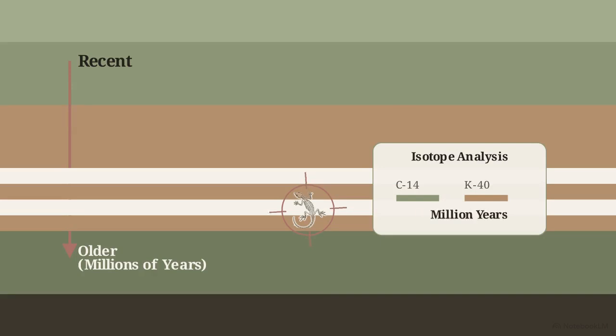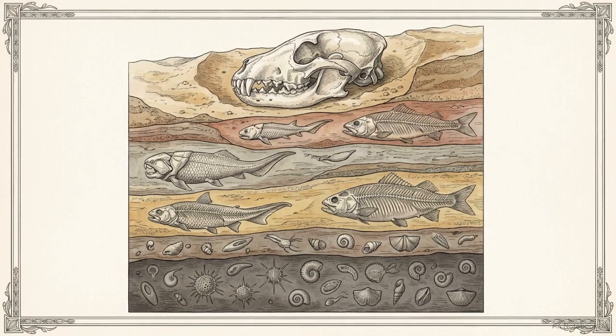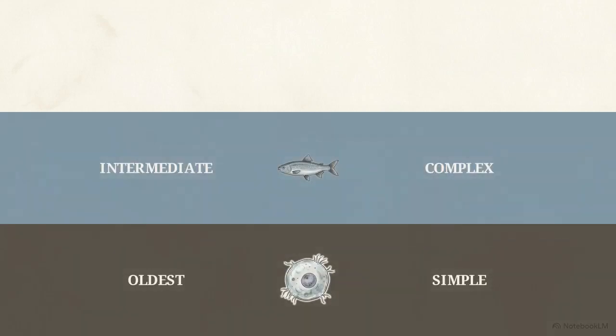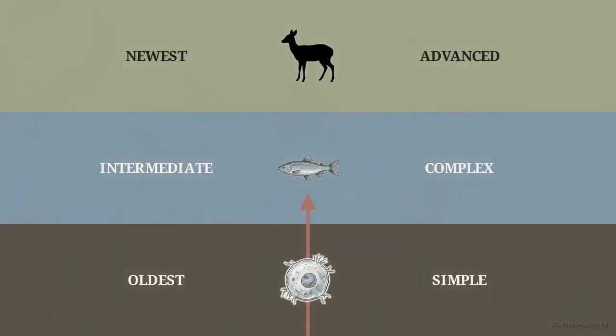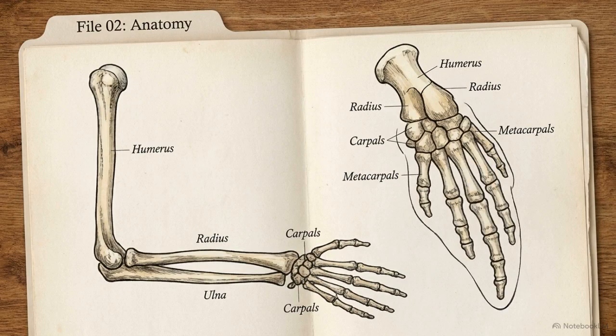Scientists also use radiometric dating with isotopes like carbon-14 and potassium-40 to determine a fossil's age with high precision. The fossil record shows that life has grown increasingly complex over geological time, moving from simple organisms in older layers to advanced life forms found in newer rock. Our second file is comparative anatomy.